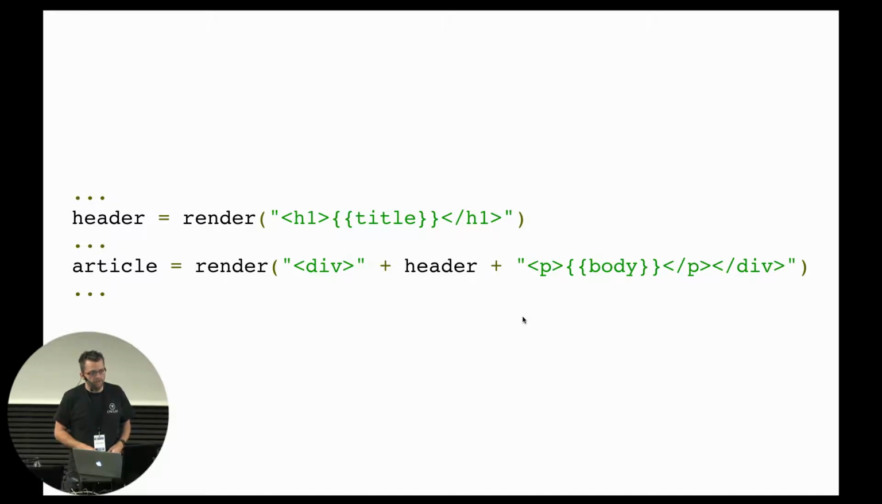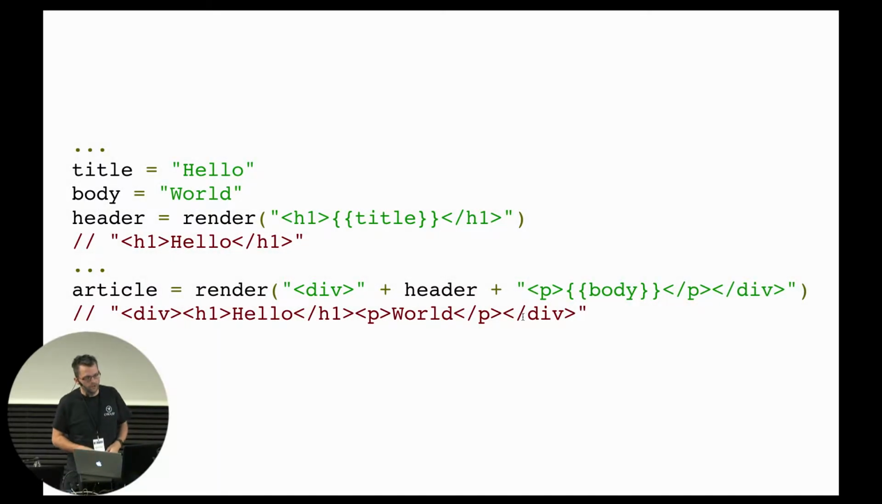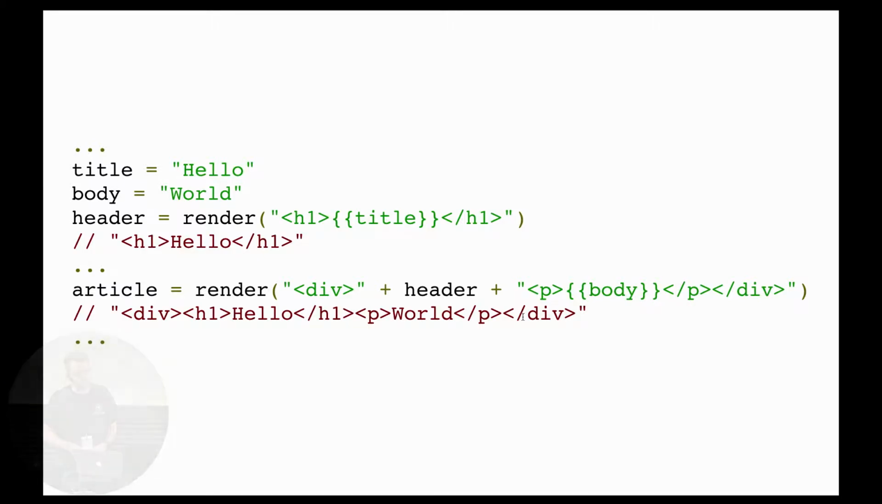But then we have this scenario. So we were trying to avoid duplication. So we are creating these kind of modules, and then we're putting one module into another. And it kind of works. We just test it, and it works. Like so, if title is hello and body is world, the first render is going to render an H1 hello, and then we put that into the second template, and we render it there, and then what we get out is something looking like this.